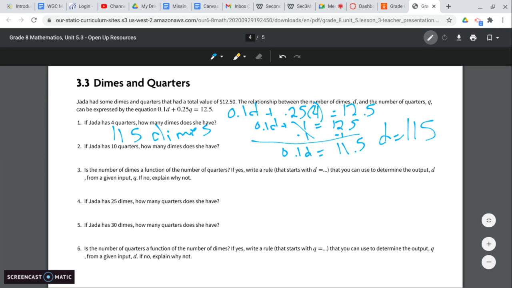How many dimes does it take to get to $10? Well, 10 dimes represents $1, so 100 divided by 10, 10 times 10 would give us 100.